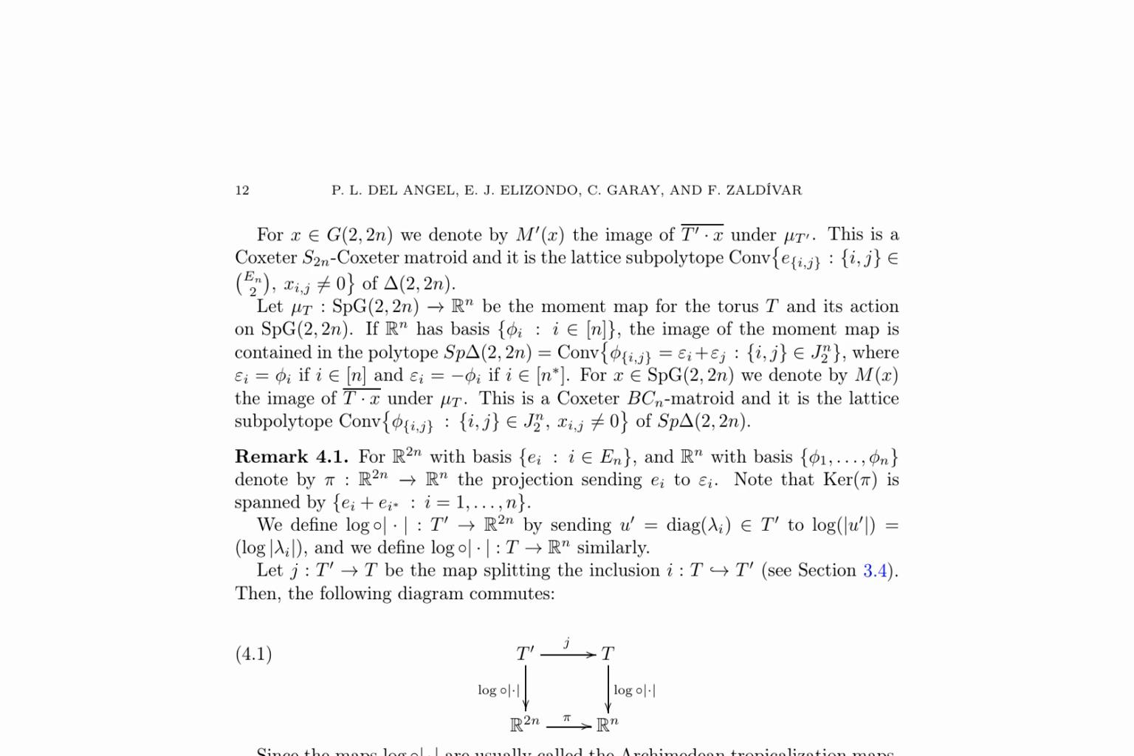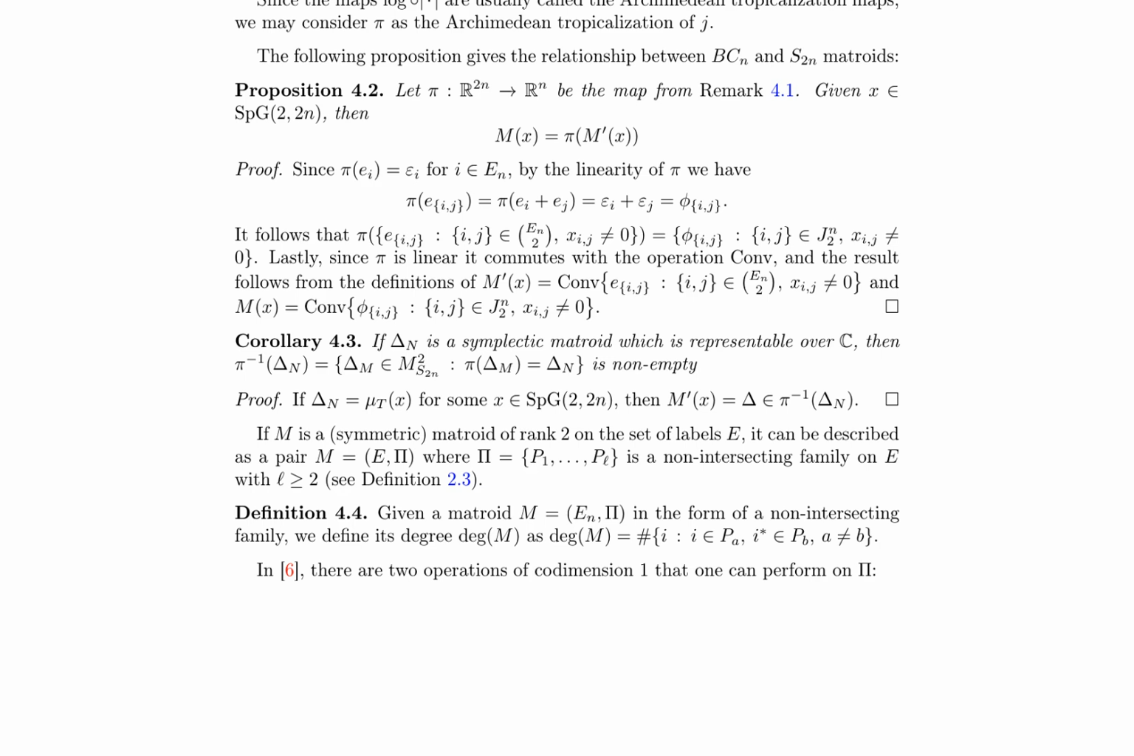Proposition 4.2 establishes a relationship between BCN and S2n matroids, showing that M, X, equals pi of M, X, where M, X, is a BCN matroid and M, X, is an S2n matroid. The proof relies on the linearity of pi and the definitions of M, X, and M, X. Corollary 4.3 states that if increment n is a symplectic matroid representable over C, then pi inverse of increment n is non-empty.